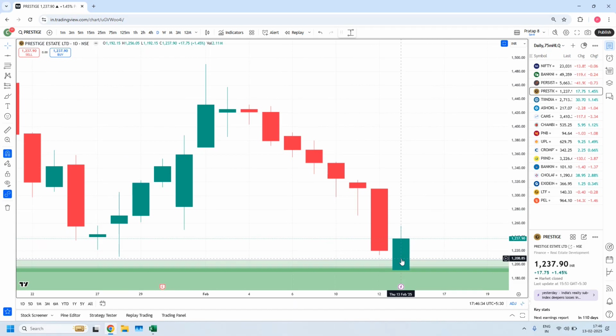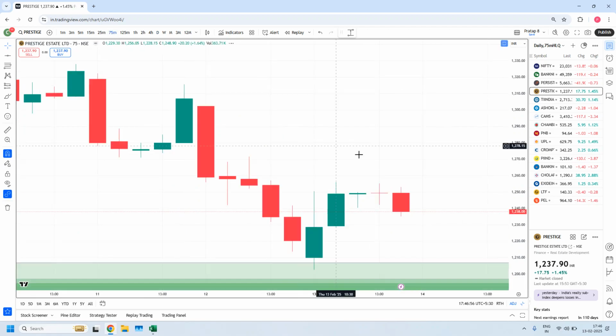That price will be seen in the intraday candles. What are intraday candles? Any time frame below the daily time frame is an intraday candle, maybe 125 minutes or 75 minutes or 1 hour. In all these candles you will see the 9:15 price. Remember this value again, I repeat, 1,192 rupees 15 paise. Now I am opening 75 minutes.